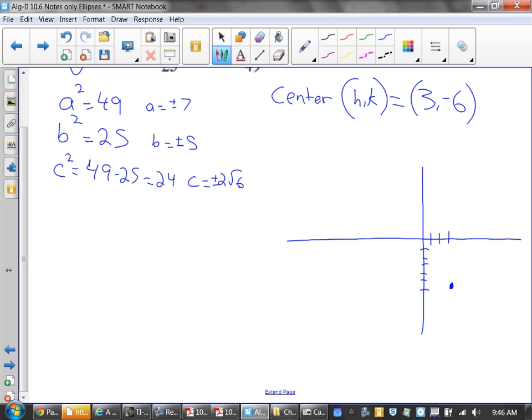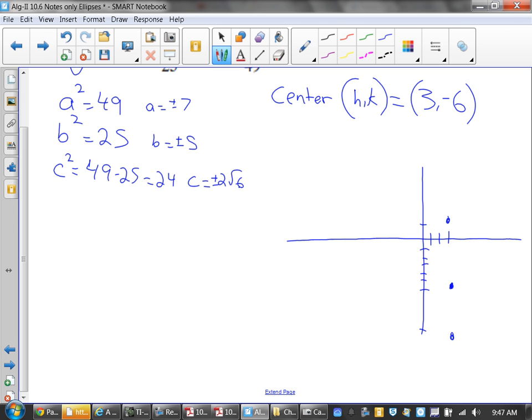There's my center. Everybody okay with that? Yeah. My vertex has to go up 7 from that. Do you agree? Yes. And it has to go down 7 from that. So if I add 7 to -6, what do I get? 1. If I subtract 7 from -6, what do I get? Everybody okay with that? Yeah.